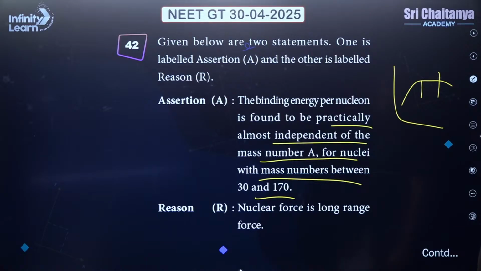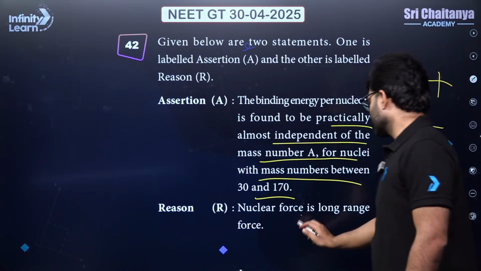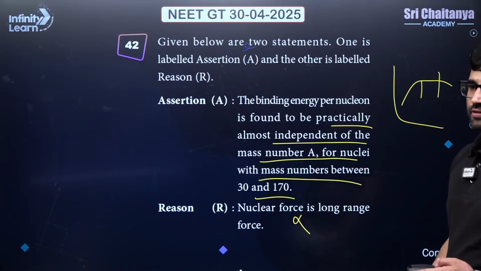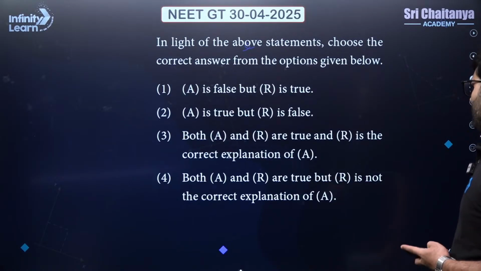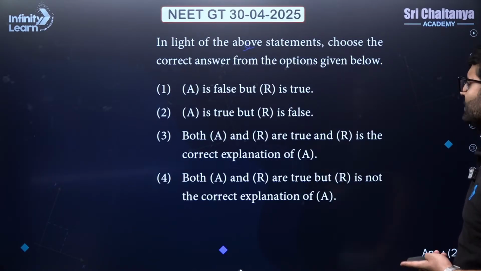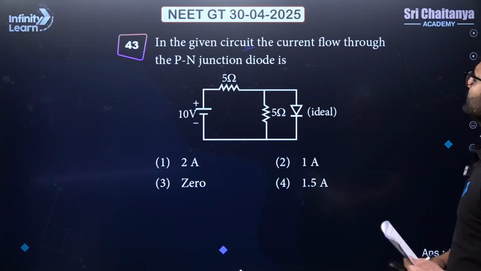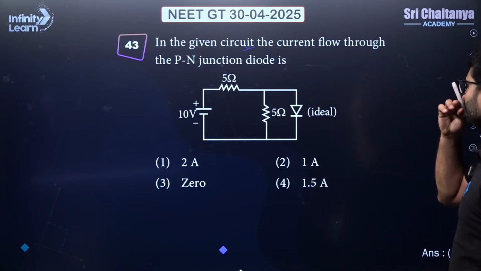Nuclear force is a long range force. Obviously this is wrong. It is a short range force, right? So R is false. In the given circuit, the current flow through the PN junction would be.